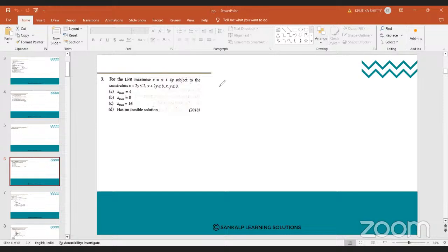So here what we are doing is, we are considering these inequalities: x plus 2y less than or equal to 2, and x plus 2y greater than or equal to 8. When you simplify, we get x plus 2y is equal to 2 and x plus 2y is equal to 8. So we need to solve these two. When you solve these two, you will get x and y values, some different values. Pay attention now to how we can solve this one.